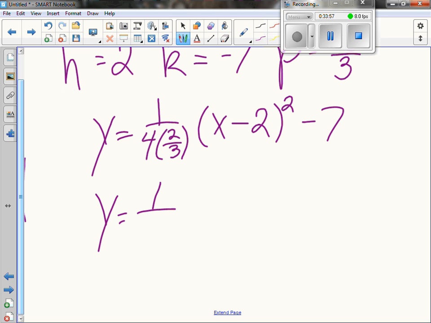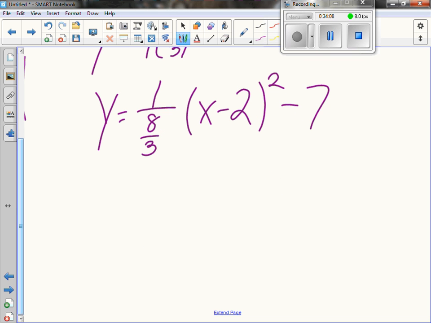4 times 2/3, would it be 4 times 2? Because we multiply by the numerator, yes? This would be 1 over 8/3 times x minus 2 squared minus 7. We can't leave a fraction in a fraction. The graphing calculators will do it, because you'd do alpha y equals, get a fraction, do 1 over, and do the fraction, and it'll give you a decimal.